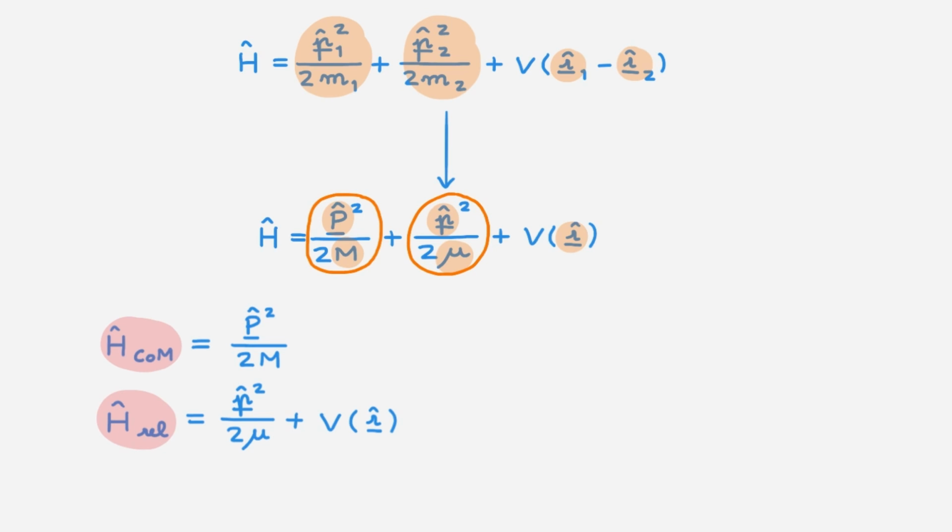The second Hamiltonian describes another fictitious particle whose mass is equal to the reduced mass of the original particles and is subject to this potential energy. It describes the relative motion of the system about the center of mass. The total Hamiltonian is simply the sum of these two Hamiltonians and describes the two fictitious particles simultaneously, but they crucially don't interact with each other.